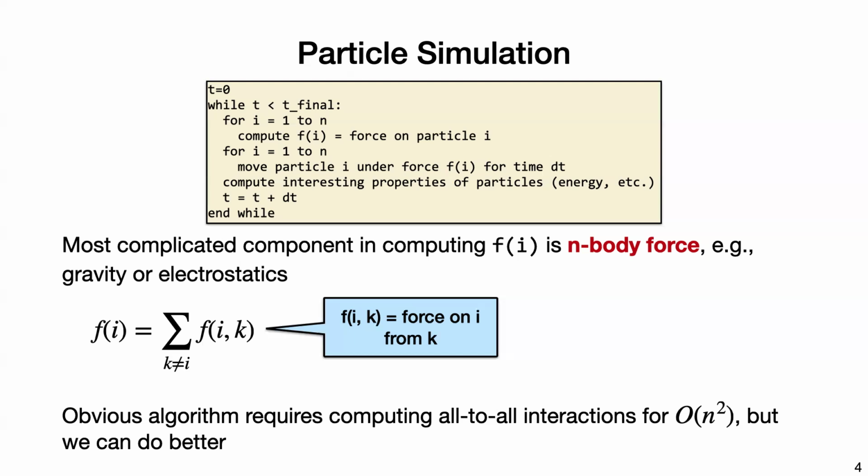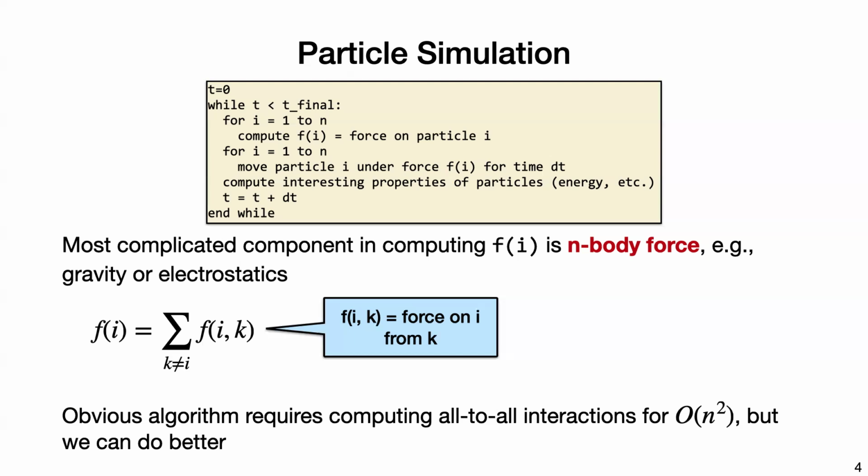Naively, it would follow this equation, which is f of i, for every i, the sum over all points that are not i, k not equal to i, of the force on i from k. And trivially, this is going to take n squared work because you can just compute this directly. You have all k positions. You have some equation to dictate how they affect each other, and you can just go through and calculate them.